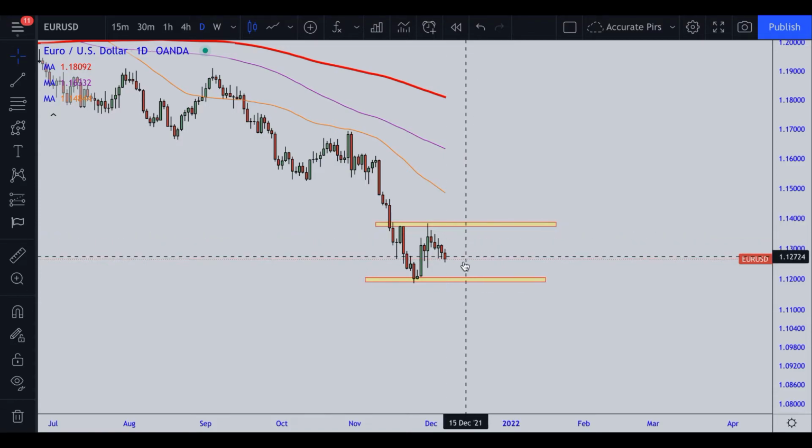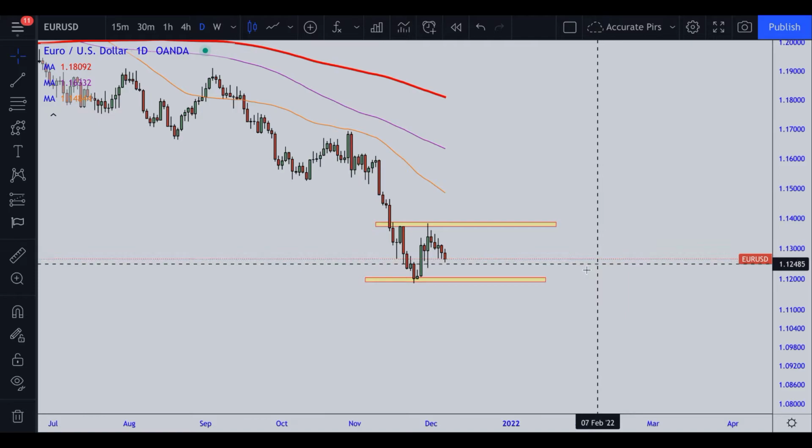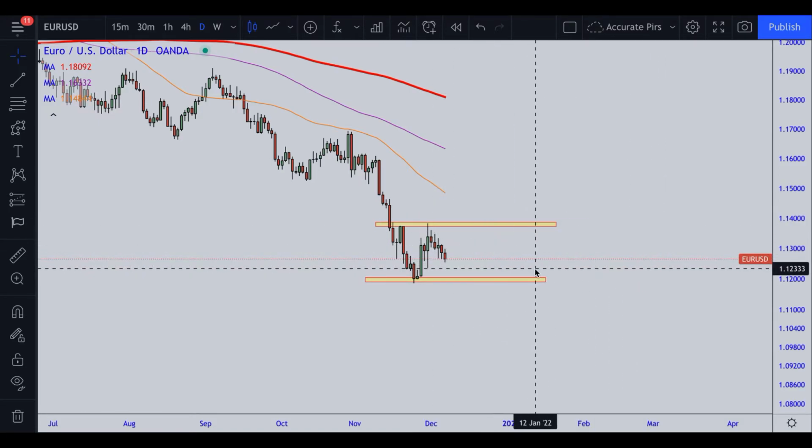Or yet again, we could see the market go into a consolidation zone and it will just be ranging between these 2 levels right here. So that's with EURUSD. That is a waiting game for me.